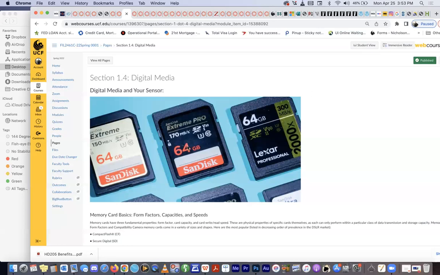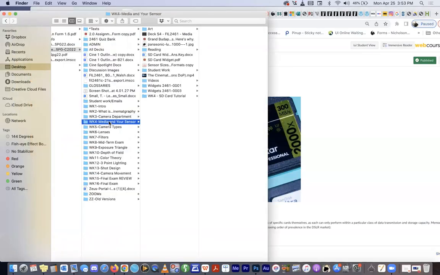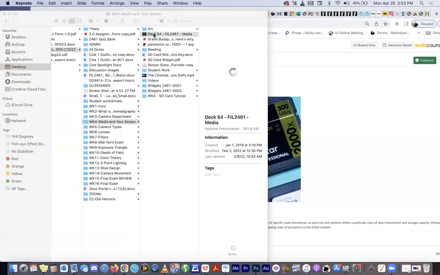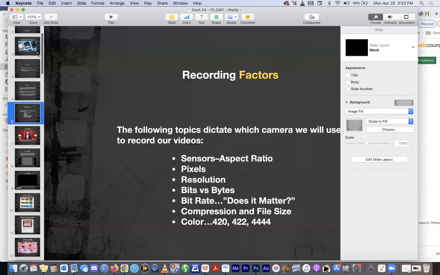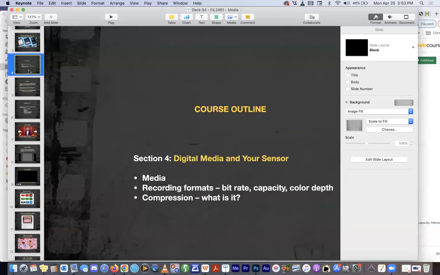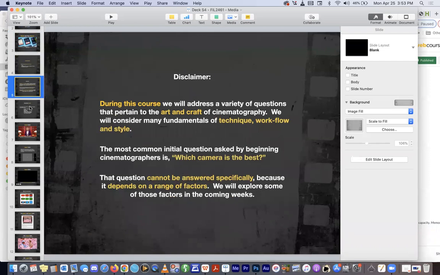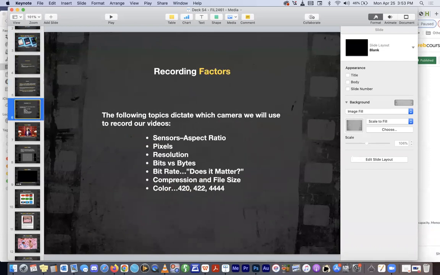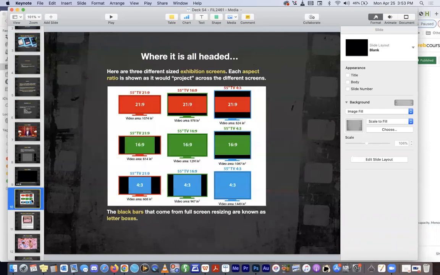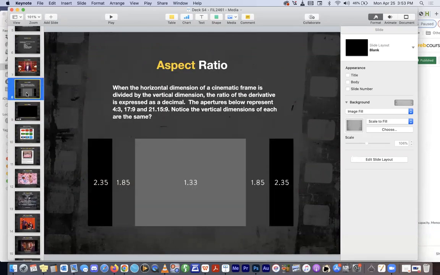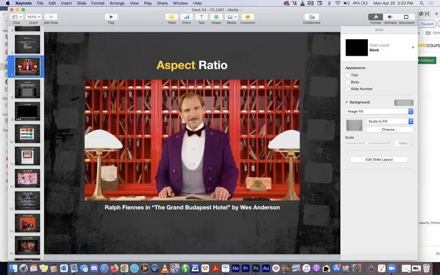So in digital, not only do we have several different kinds of media cards, but we have all of these different recording capacities. If I go to my keynote for section 1.4, we can look at all the different sizes of media card that are out there, and basically what the recording times are going to be. I think I also added in this conversation a little bit of discussion about aspect ratio for presentation and for acquisition. I think we kind of, over the course of the semester, get a pretty good sense of what this is.